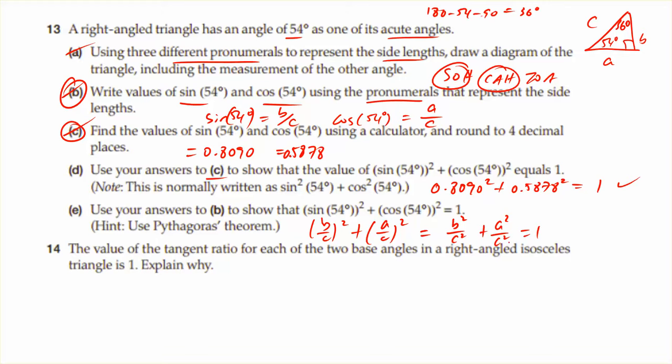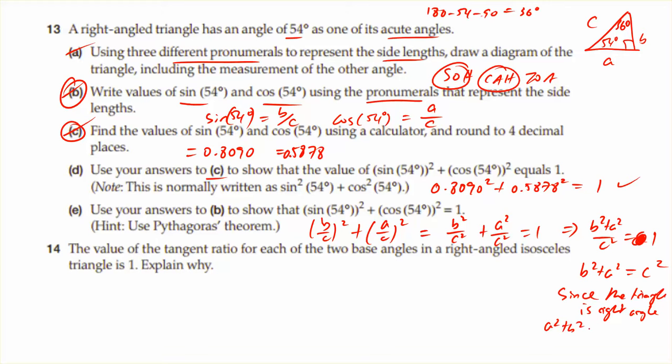Now, since they're the same denominator, I can combine the numerators together on the same denominator. So that equals 1. Okay, we got B squared plus A squared. Now, I'm going to multiply both sides by C squared, so I get rid of this divide C squared here, but I introduce a C squared on the other side. Now, since the triangle is right angle, A squared plus B squared equals C squared.